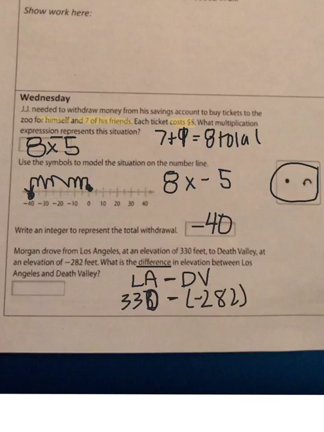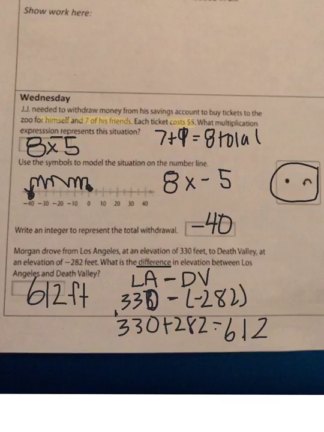So looking at my signs here, I have a keep-flip-change situation. So I'm going to rewrite this as 330 plus 282. And I'm going to add, and I will get a total: 2 plus 0 is 2. 8 plus 3 is 11, carry the 1. 3 plus 2 is 5, plus 1 is 6. So the difference is 612 feet.